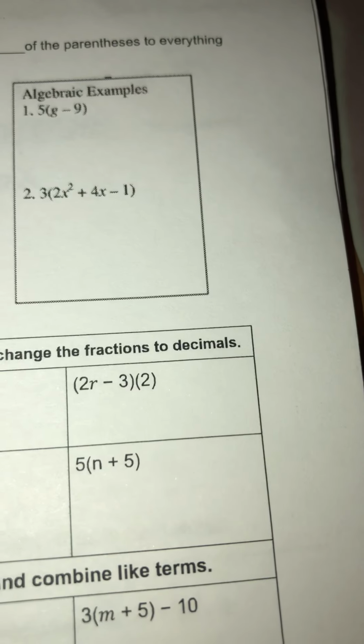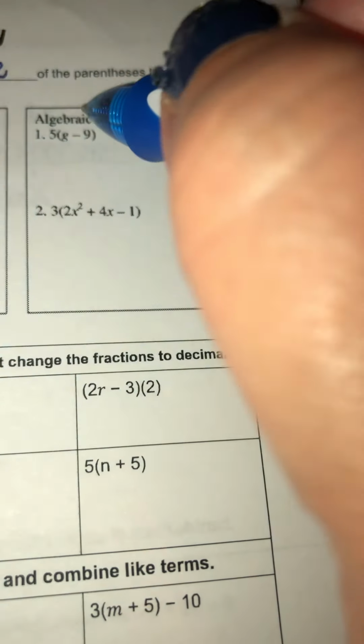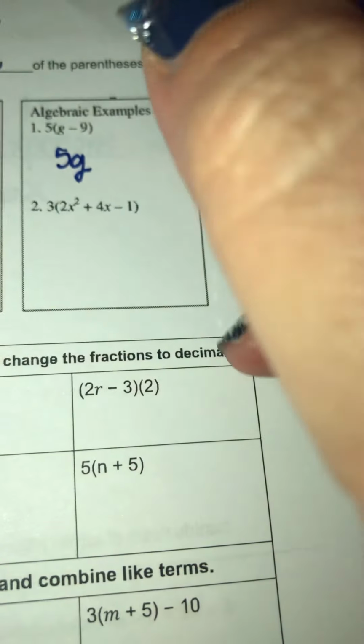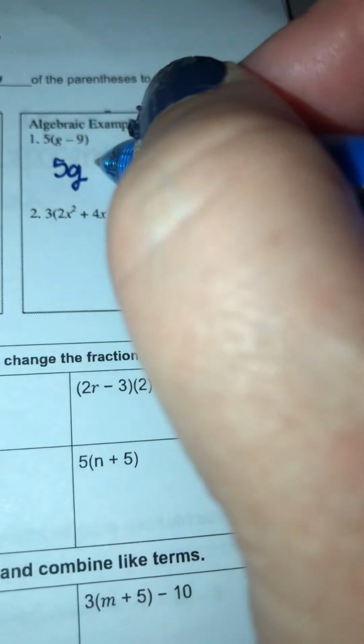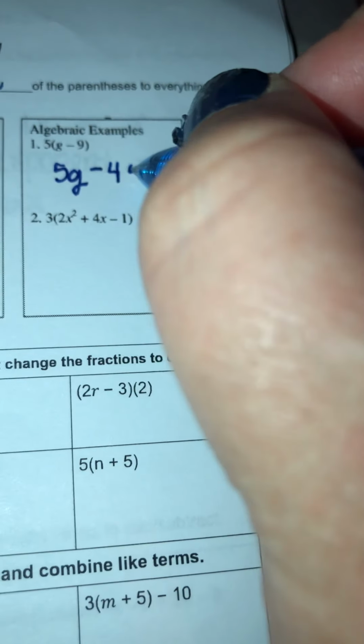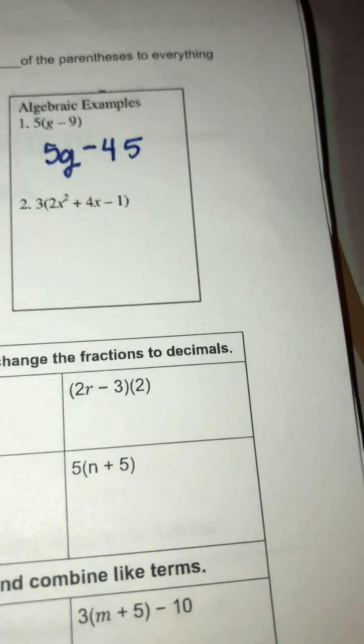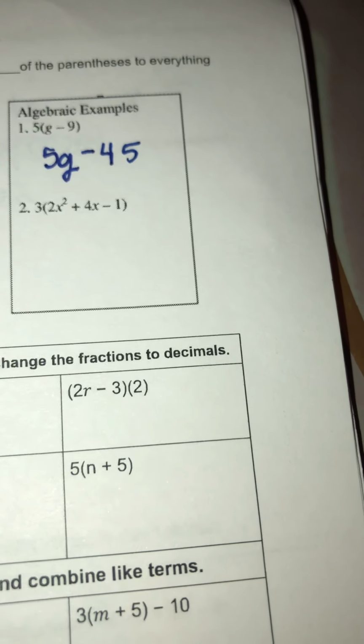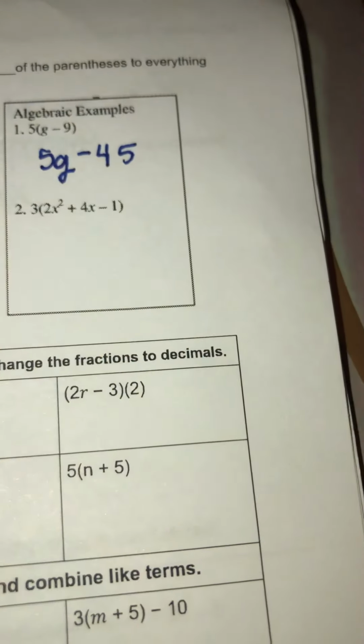Now over here, like I said earlier, since I cannot subtract 9 from G, I'm going to go ahead and take what's on the outside, which is a 5, and multiply it by what's on the inside, G and negative 9. So 5 times G, I have no idea what G is, so I'm just going to write 5 and G next to each other. And then 5 times negative 9 is a negative 45. So my answer is 5G minus 45. That's all I can do. I can't combine those together because they're not like terms. One has a G, one does not.